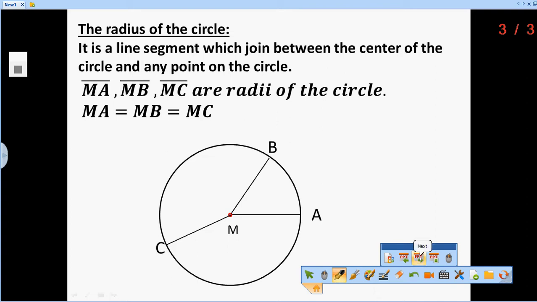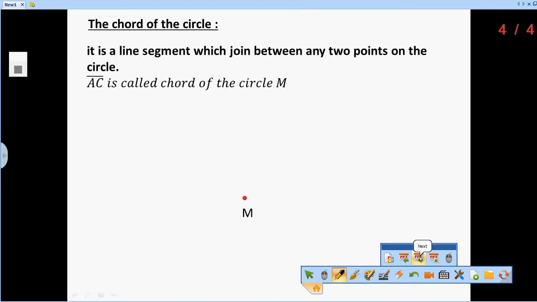And we must know that MA must be equal to MB, which must be equal to MC. All radii in a circle are equal in length. Let us move to the other definition.